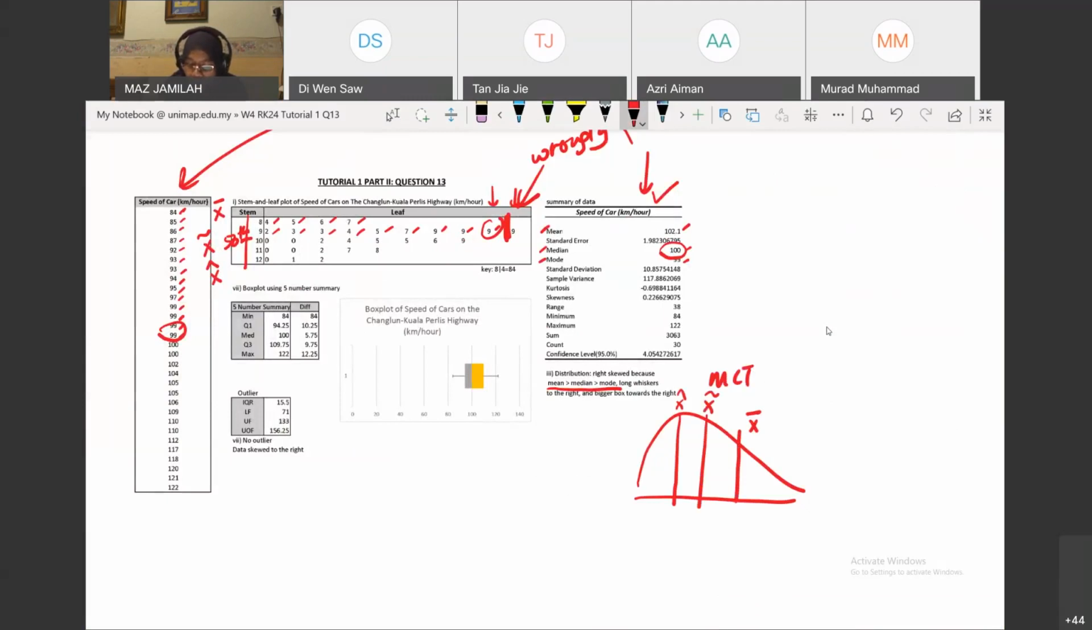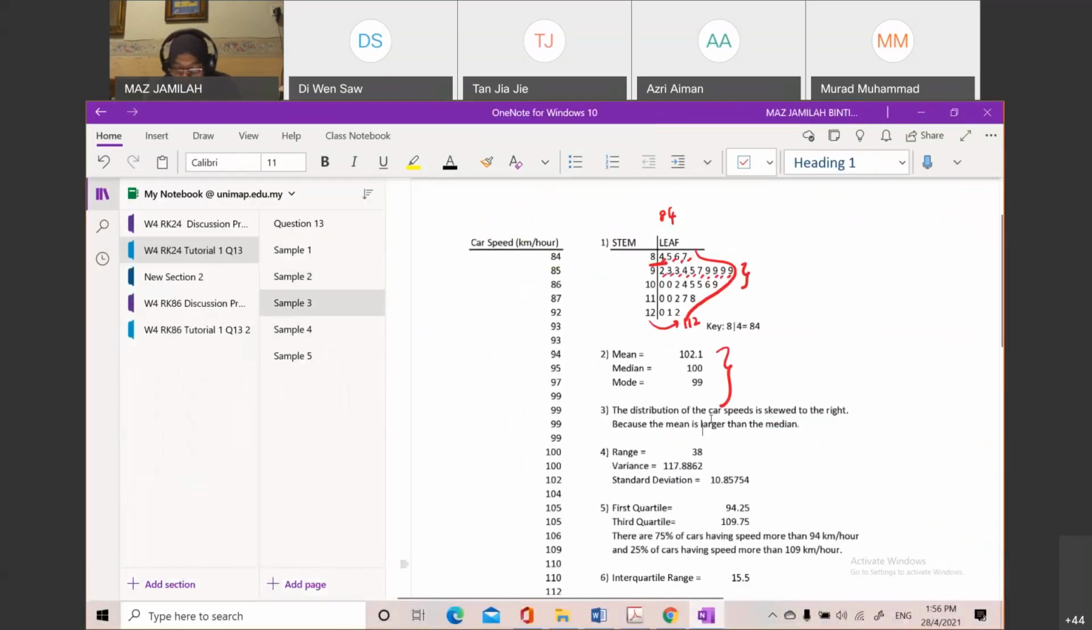So that will be the mean, followed by the median, and followed by the mode. In this case, the mode will be smaller than your median, and your median is smaller than your mean. Okay, very good. What about the third sample?